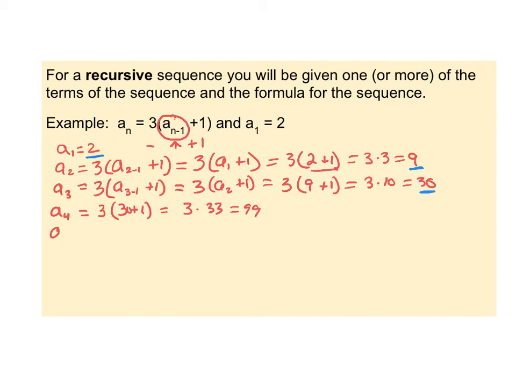Then the same thing here. For my fifth term, I'm just going to take 3 times my fourth term plus 1. Well, my fourth term is 99 plus 1, so that would equal 3 times 100, which would be 300. And then you could keep going on with this pattern if you wanted. So the sequence given by this formula with this first term is just going to be 9, 30, 99, 300, and so on.